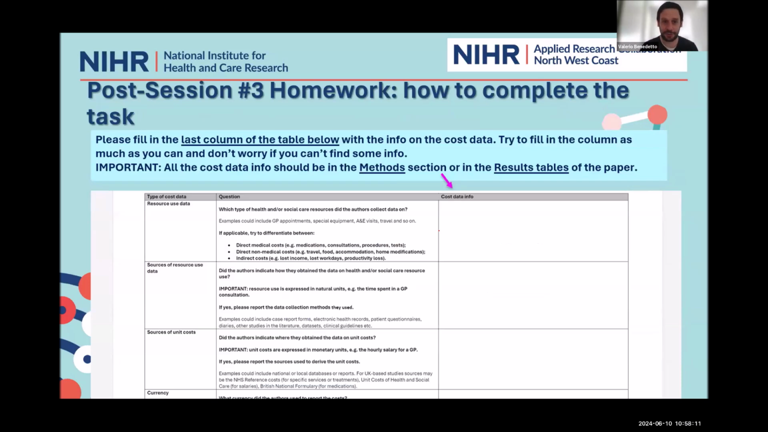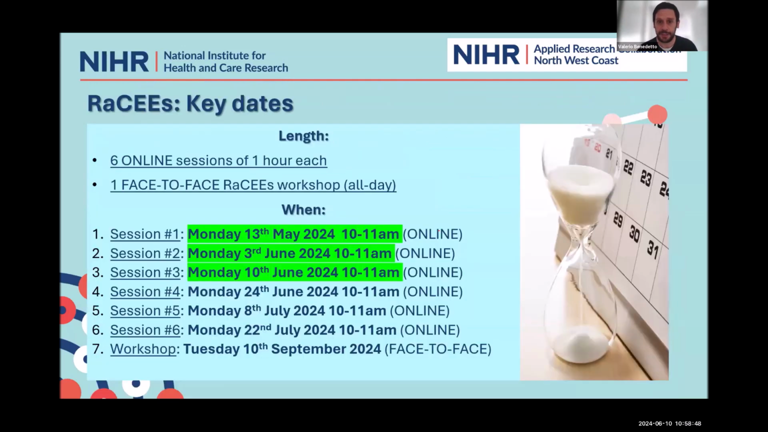But here you have the type of cost data in the first column. The second column is about the question, so what type of information you need to extract from the paper. As I was mentioning, there might be no information, or it might be very tricky to extract information about that particular type of cost data. So don't worry. Just try to do your best, and if you can't find the information, don't worry at all. And you will need to extract information and fill in the last column. All the cost data should be in the methods section or in the results tables of the paper. So try to check both.